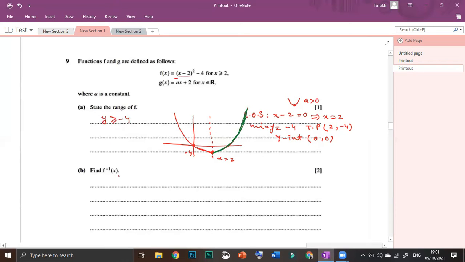Now we want to find f inverse x. Now keep it in your mind that while finding the inverse of a quadratic function, the equation should be in the complete square form. Yes, f of x is in the complete square form. Now we will write down y is equal to x minus 2 whole square minus 4. Now we will make x the subject of the equation.